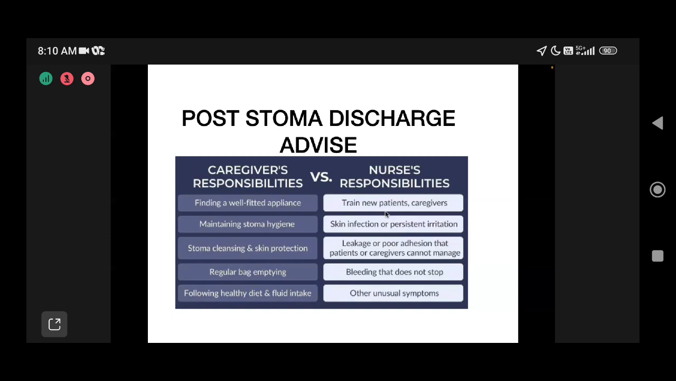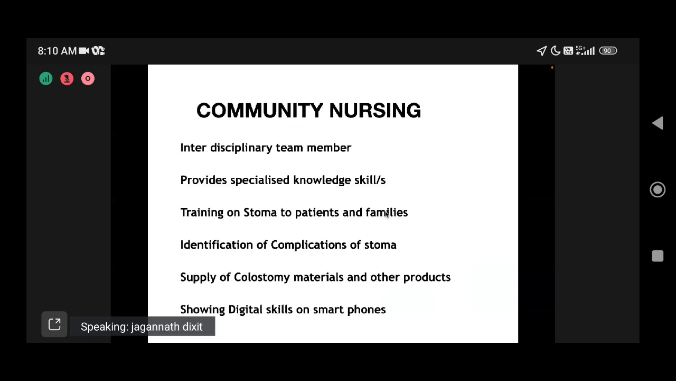Then, in case of leakage or poor adhesion, patients should know when to reach the doctor, and when the stoma therapist has to visit their house. They should also report to the doctor or the nurses when there is bleeding or other unusual symptoms. So let us look at the role of community nursing.